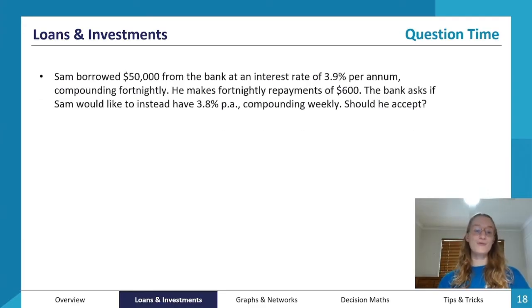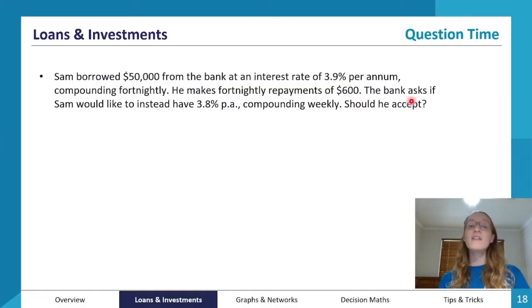So let's look at an example. So Sam borrowed $50,000 from the bank at an interest rate of 3.9% per annum. So that's his current rate of interest. And remember, he's borrowing it. So it's a loan. He doesn't want to pay back lots of interest. He wants the cheaper option. And it's compounding fortnightly. So we've got 26 compounds per year. And he makes fortnightly repayments of $600, but that's actually not relevant to this current question.